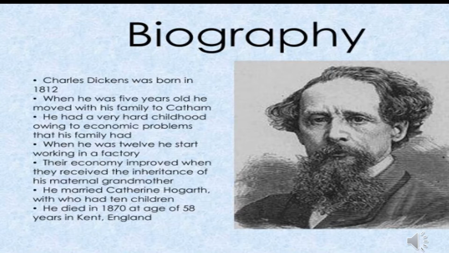So let's start. Dickens was born in 1812. When he was 5 years old, he had to move with his family. He had a very hard childhood because of some of the economic problems that his family had. When he was 12 years old, he had to start working in a factory. After that, their life had improved as they received the inheritance of his grandma. We can see that there are great similarities between the life of Dickens and the life of David Copperfield, as we are going to see throughout the novel.